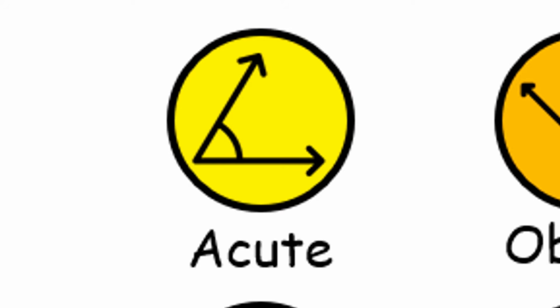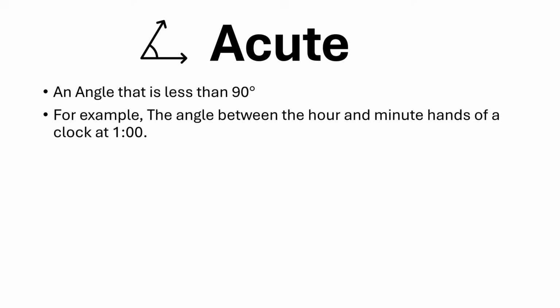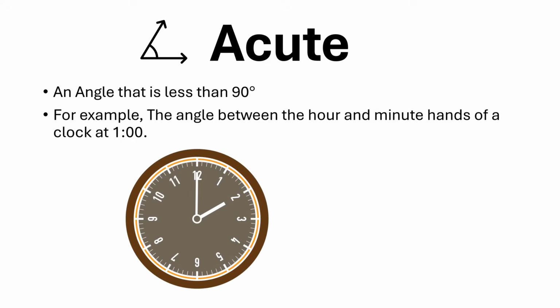Acute angle. An acute angle is an angle that is less than 90 degrees. For example, the angle between the hour and minute hands of a clock at 1 o'clock. A real-life example of an acute angle is a slice of pizza or a sharpened pencil.